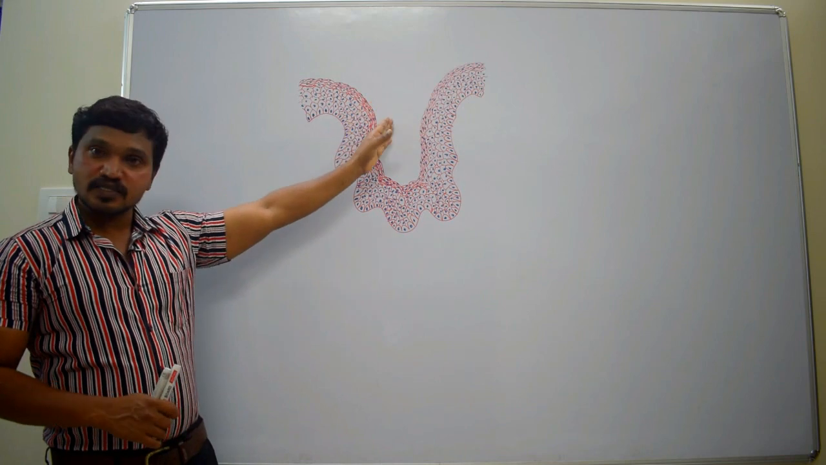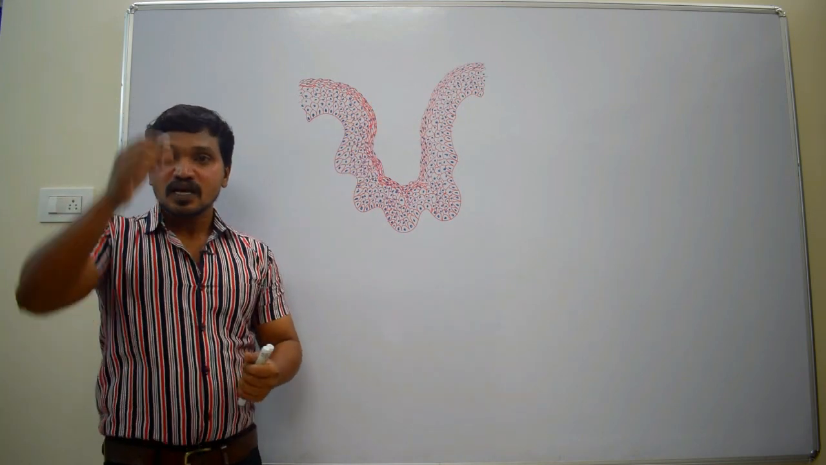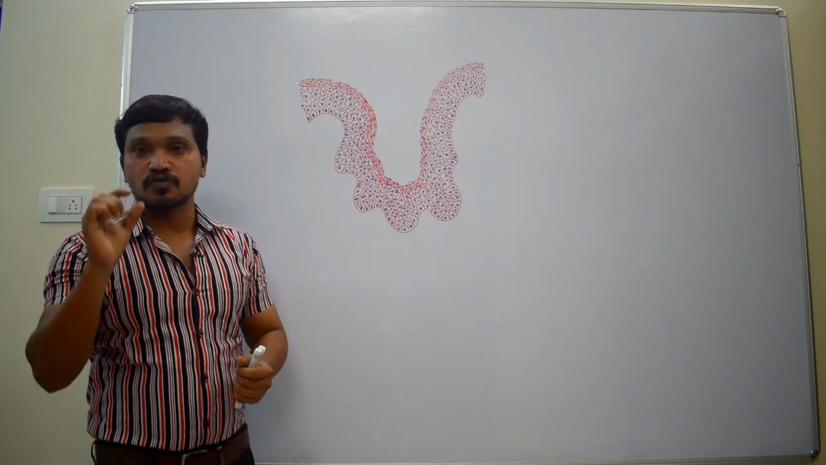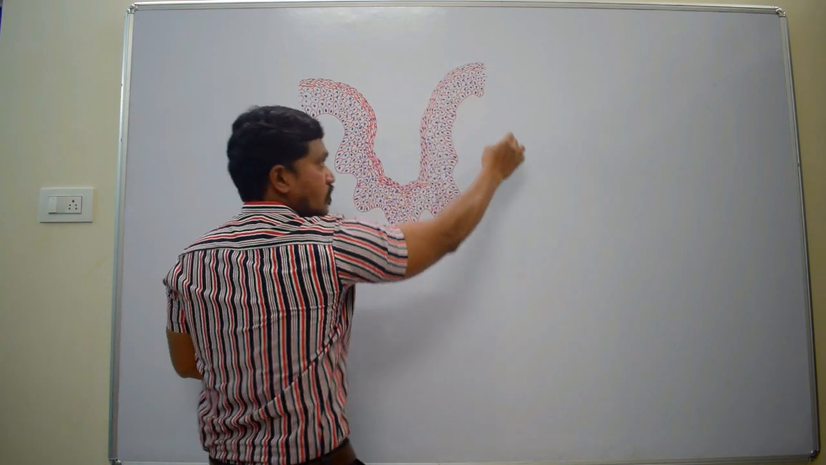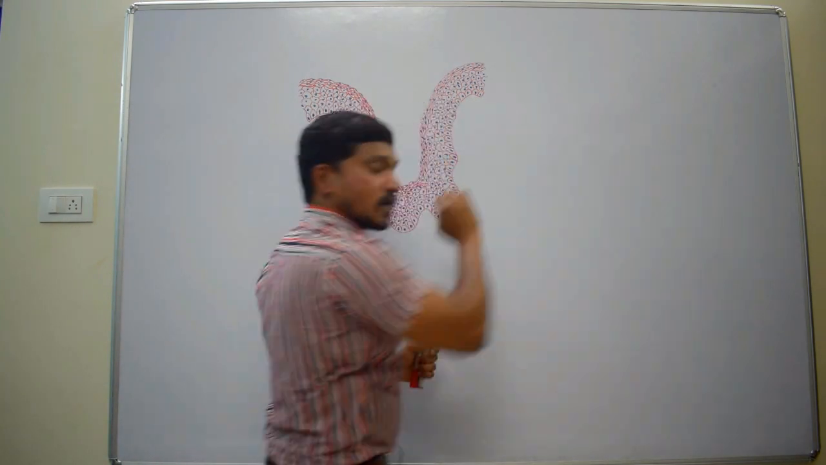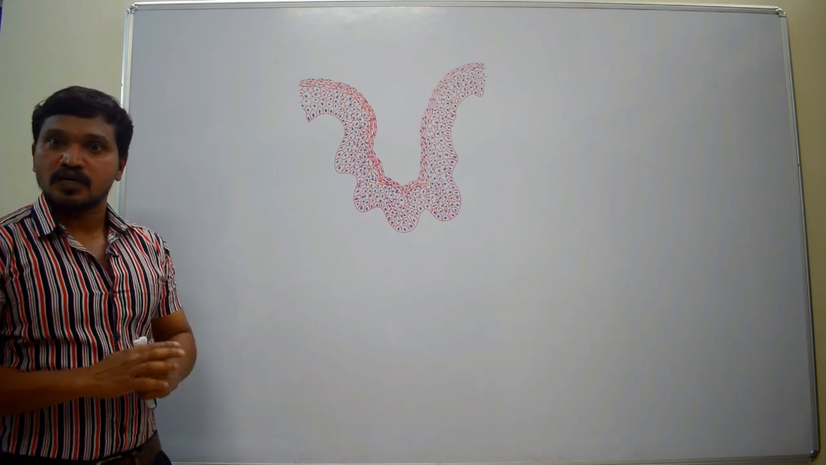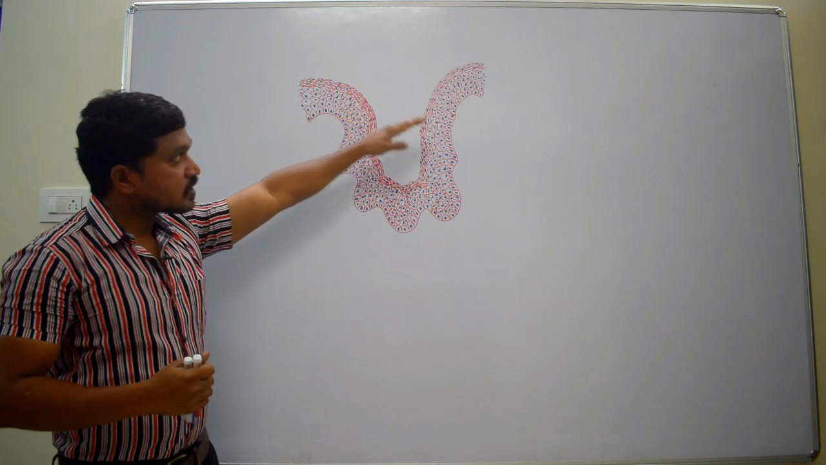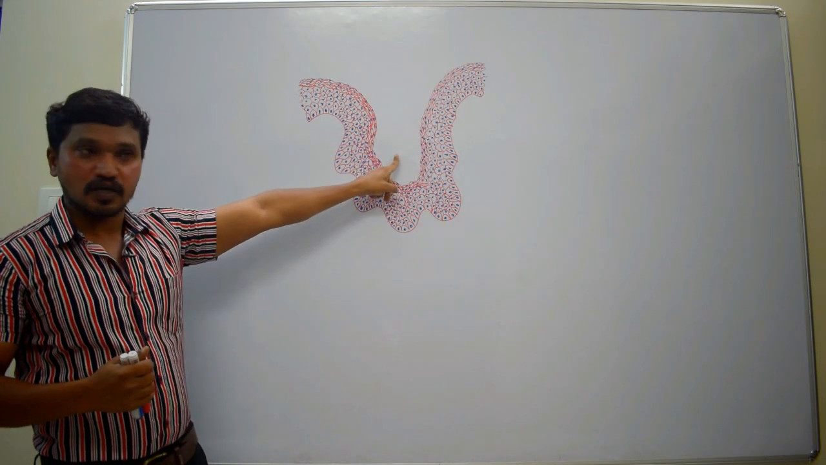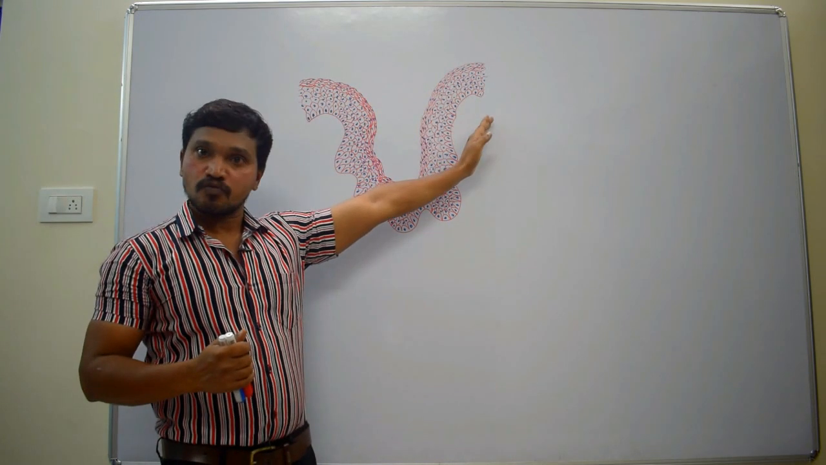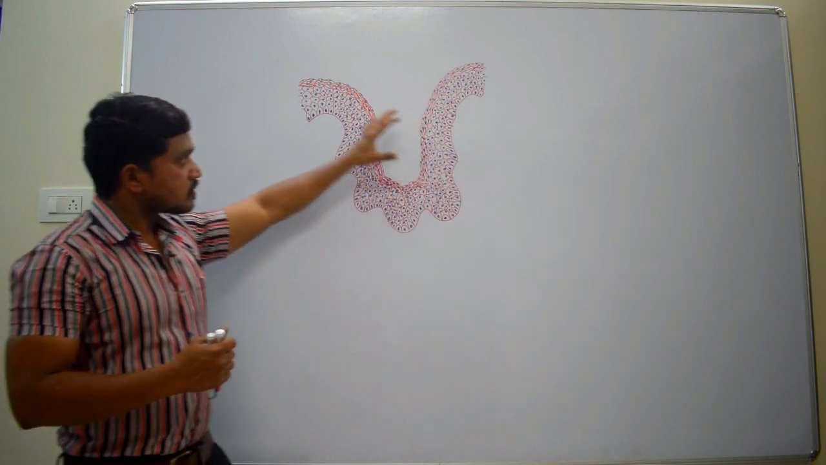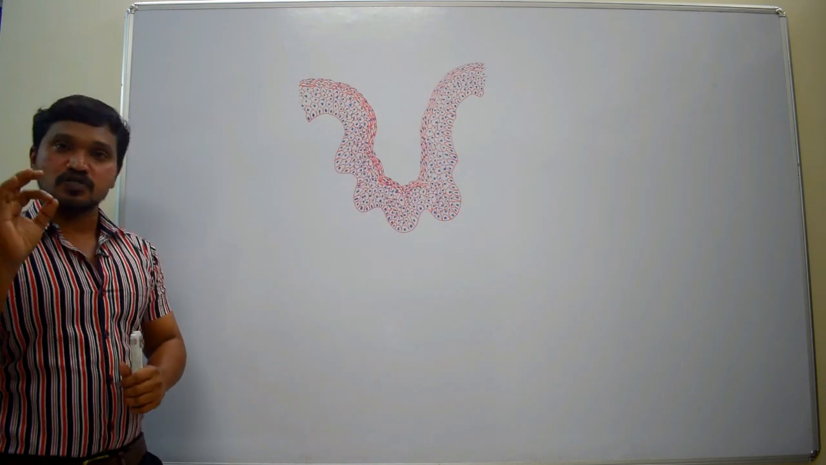Why have I drawn an invagination here? The esophagus contains longitudinally arranged mucosal folds. That means here is one mucosal fold, here is another, and like this many vertically arranged mucosal folds are present. So in between the folds I have drawn this invagination. This is one fold, this is another fold. So, this is the lining epithelium of the esophagus.